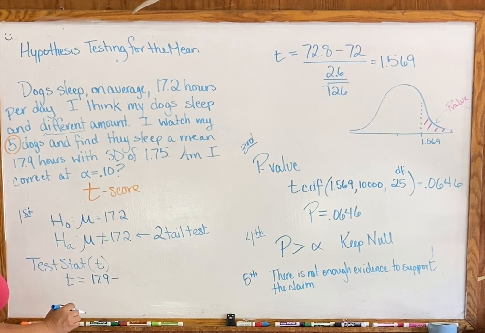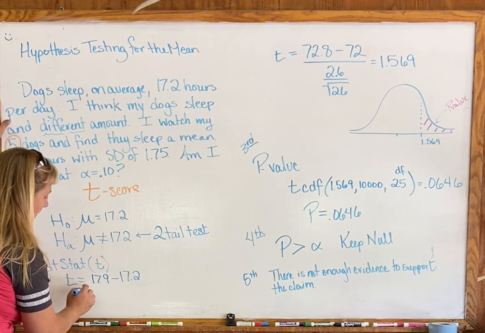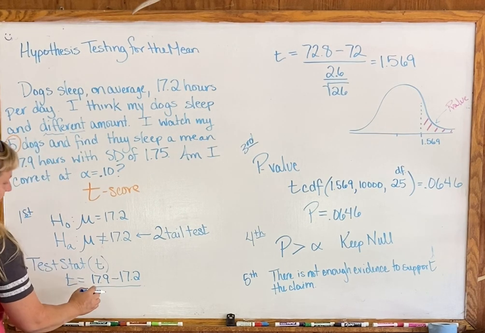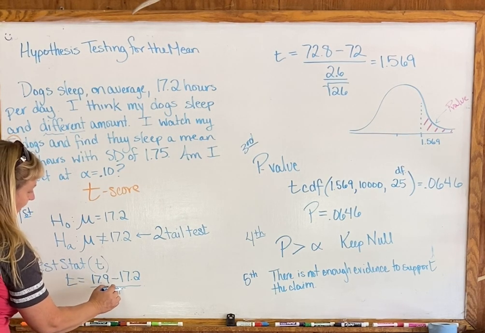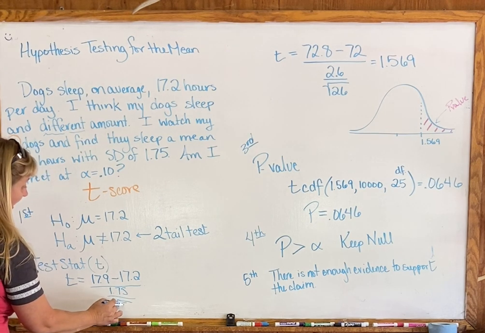Test statistic, so we'll say T is equal to our mean, which was 17.9, minus the original, which is 17.2, all over the standard deviation of 1.75, divided by the square root of 5.